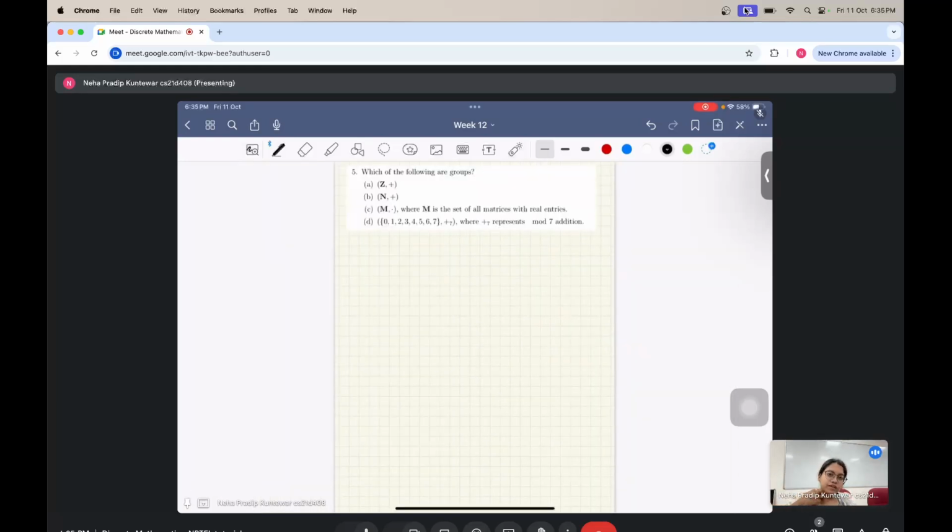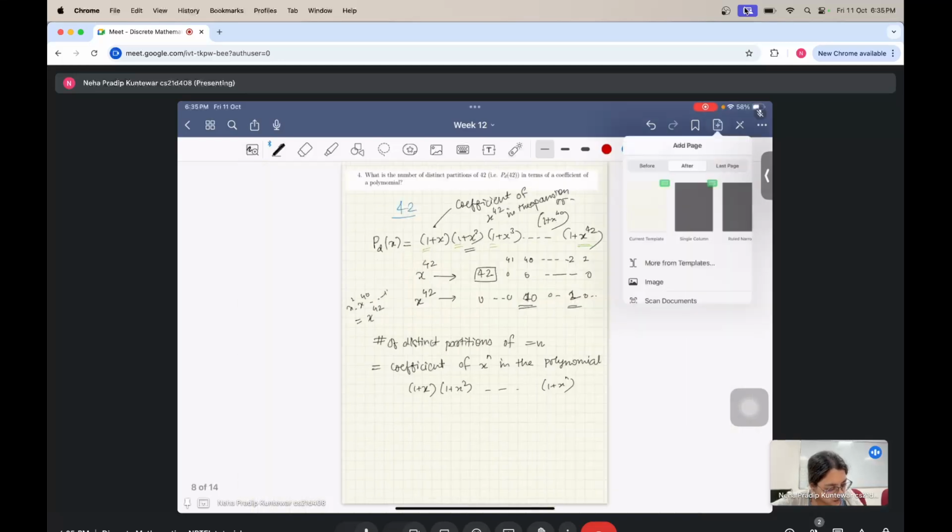Before we get there, maybe it might be a good idea to recall what a group is, and then we can dive into solving the problems. So let's maybe recall what groups are.